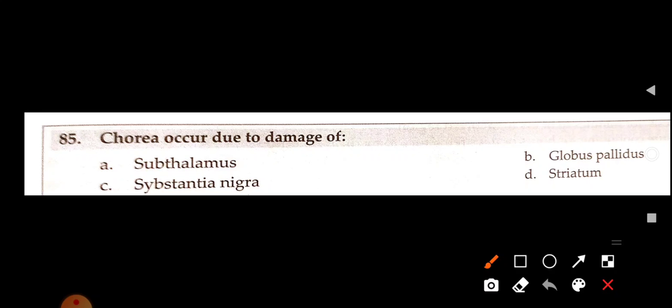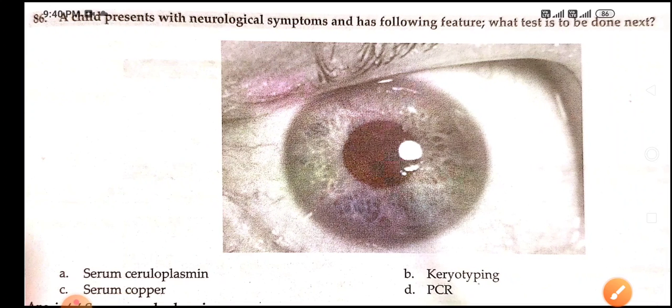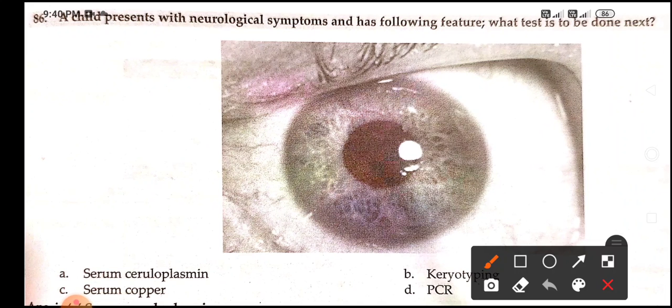Now, chorea mainly occurs due to damage in the striatum. Okay, now a child presents with neurological symptoms and has the following feature. What test is to be done next? See, I'm going to give you an example here. This picture is not colorful, it's black and white.